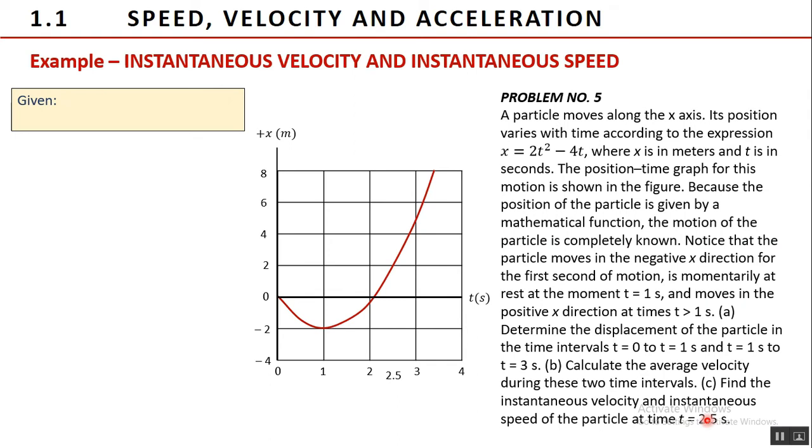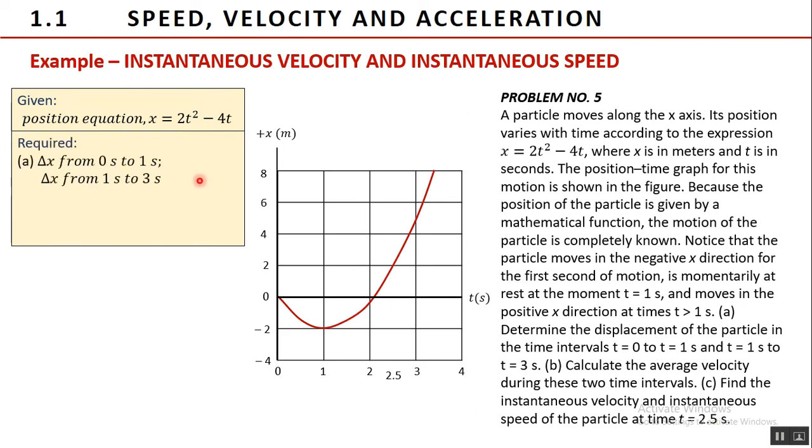So here we have the given position equation x = 2t² − 4t. Required quantities are displacement Δx and average velocity from 0 second to 1 second and from 1 second to 3 seconds. Also, instantaneous velocity v and instantaneous speed s at 2.5 seconds.